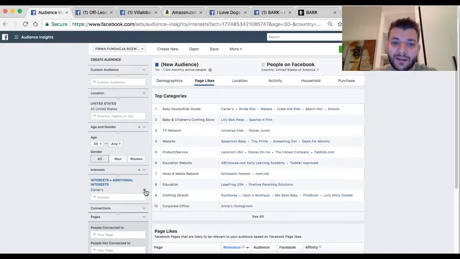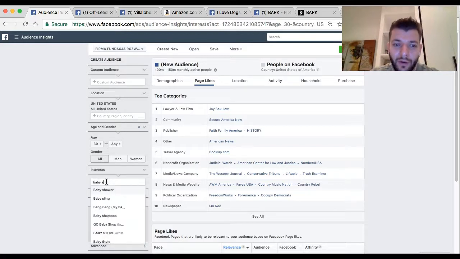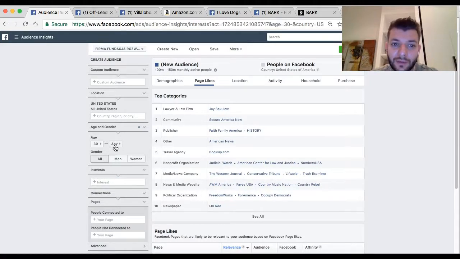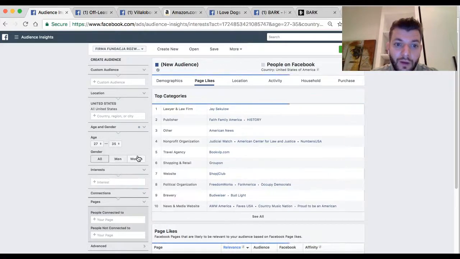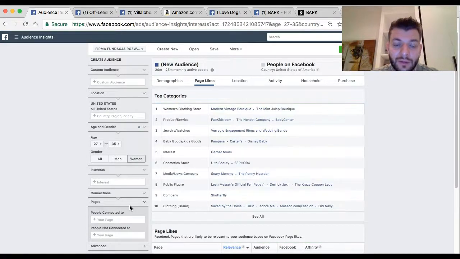And then the second best option for you to target would be people who have certain interests, like baby shower. It's one of the interests. It's pretty general, like 4 or 5 million people, but it's still a good fit. And then when you don't have any of that information, you would simply go with women that are likely to have kids. I don't know, maybe 27 to 35. That will be a pretty wide audience, so 20 to 25 million people.